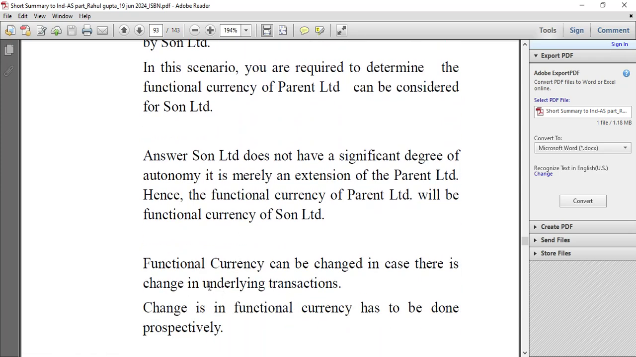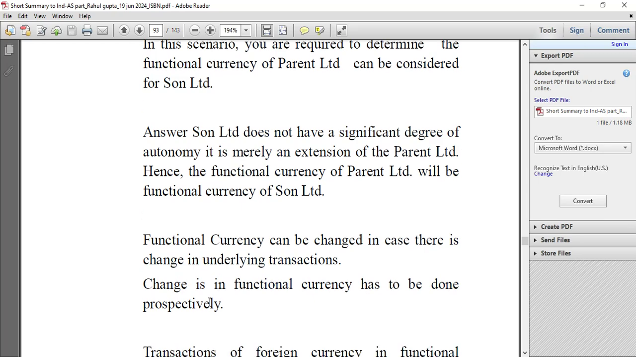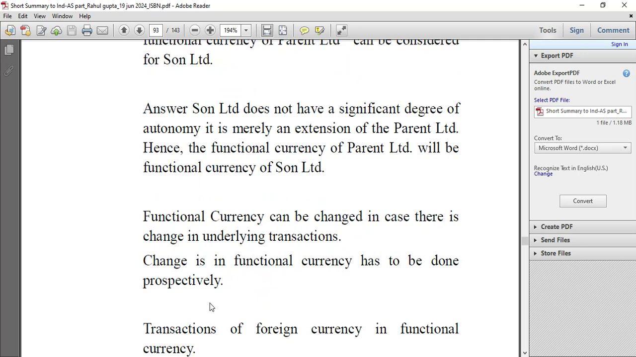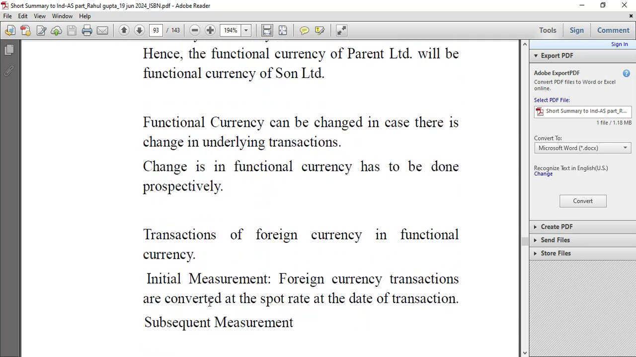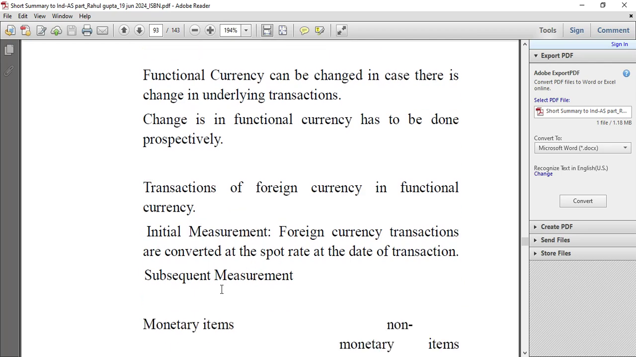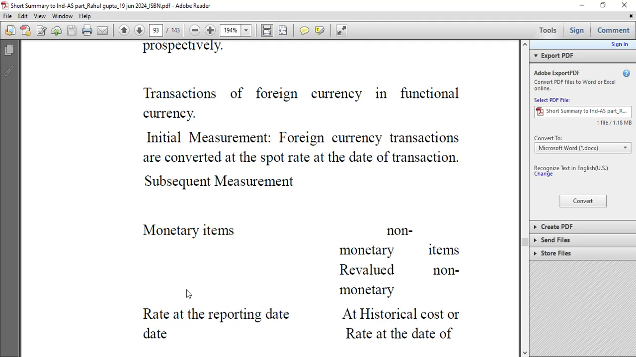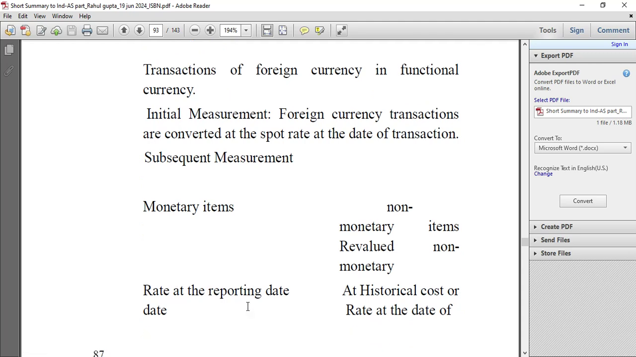Functional currency can be changed in case there is a change in underlying transactions. Change in functional currency has to be done prospectively. Transactions of foreign currency in functional currency. Initial measurement: foreign currency transactions are converted at the spot rate at the date of transaction. Subsequent measurement: monetary items are measured at the rate at the reporting date.